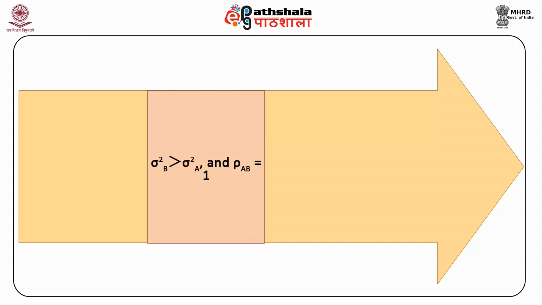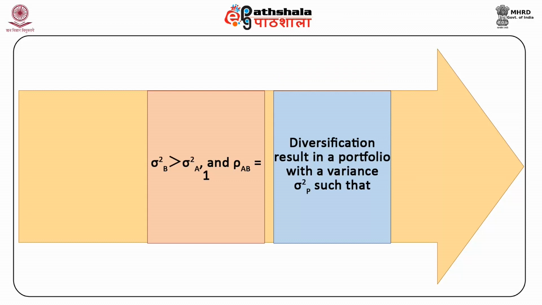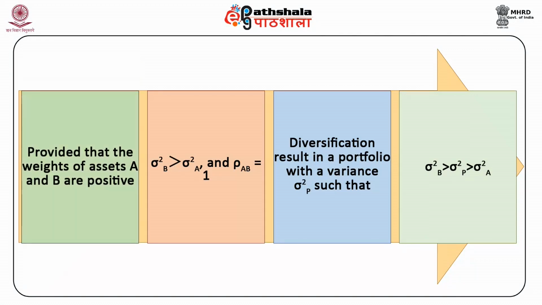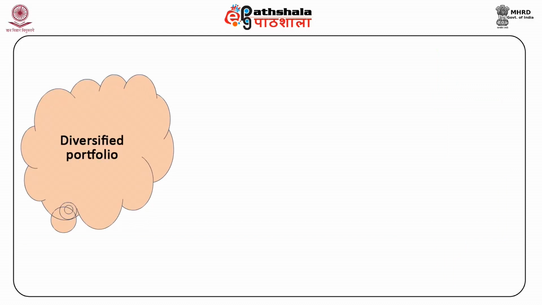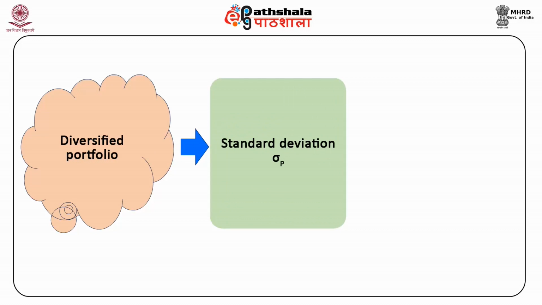variance of B is greater than variance of A and rho AB is equal to 1, diversification would result in a portfolio with a variance of P such that variance of B greater than variance of P greater than variance of A, provided that the weights of assets A and B are positive. This implies that the diversified portfolio has a standard deviation sigma P such that sigma B is greater than sigma P is greater than sigma A.